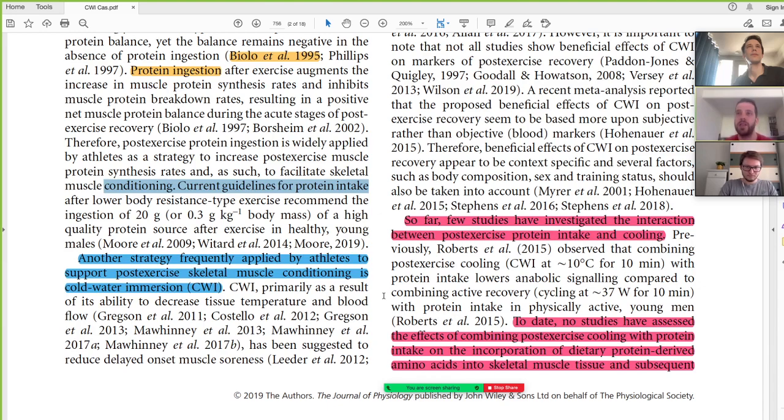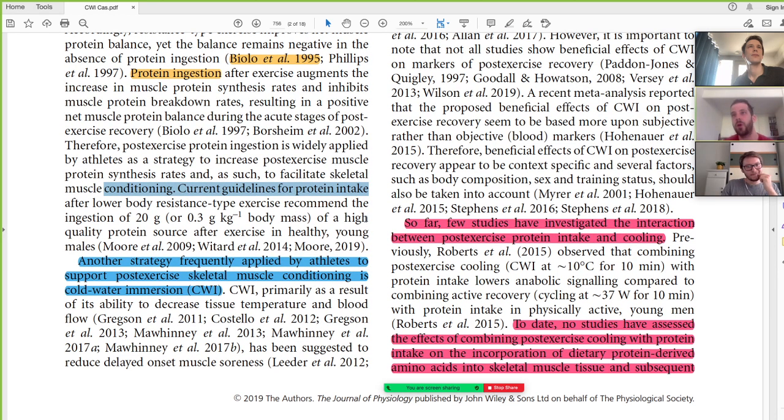But now another strategy that is a lot of times applied by many athletes is the application of cold water immersion. So they go into these kind of ice baths to cool down their muscle, and thereby, with the main idea, to improve their recovery as well. But now, it was interesting for us. Okay, so if we look at muscle protein synthesis, we know exercise and protein is effective.